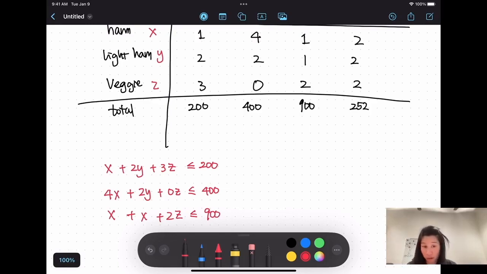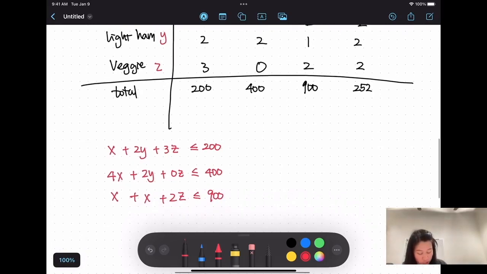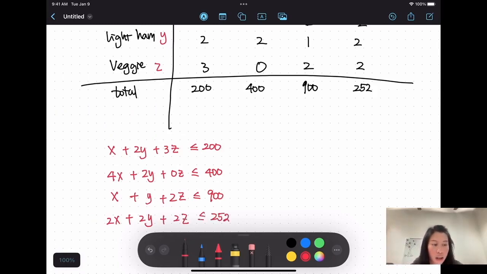It seems like we have sufficient cheese. Okay, for the bread, they are the same. They all require 2 slices of bread. Oh, sorry, this should be Y. So this is going to be our constraint equations, the constraint functions.